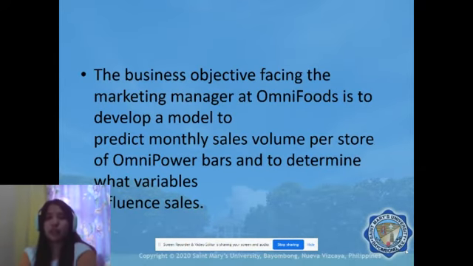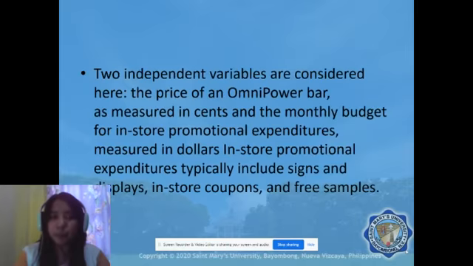Okay, so let us consider this. The business objective facing the marketing manager of Omni Foods is to develop a model to predict monthly sales volume per store of OmniPower bars and to determine what variables influence sales. So this is our problem.